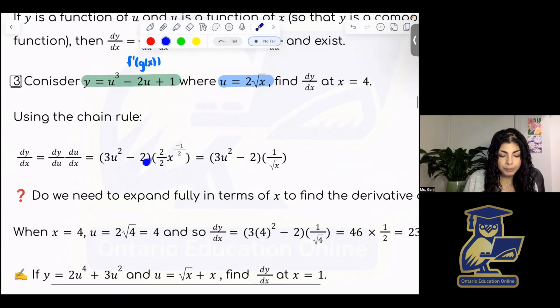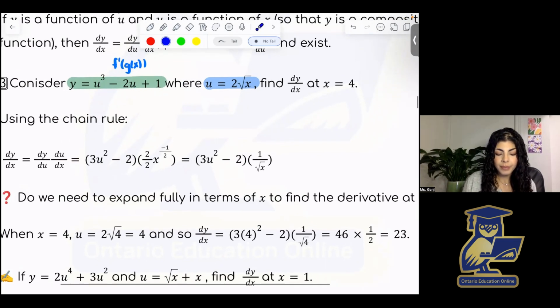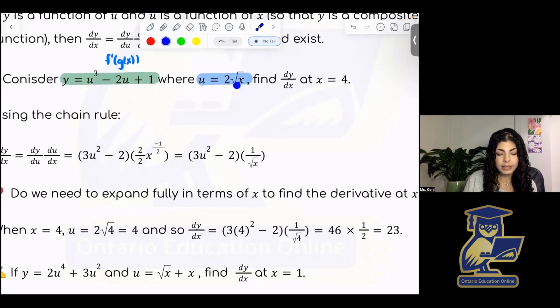So in the first part, here I have a power rule, which gives me 3u squared and minus 2. And the 1 is just a constant. And in the second part, this is similar to above.